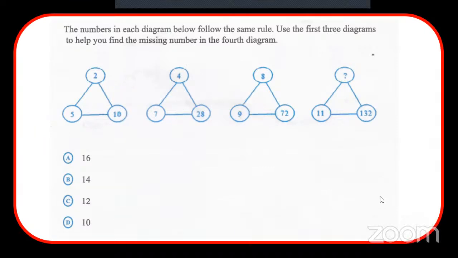All right, so the numbers in each diagram below follow the same rule. Use the first 3 diagrams to help you find the missing number in the 4th diagram. The first diagram shows this combination of numbers and relationship. I don't know what the relationship is.